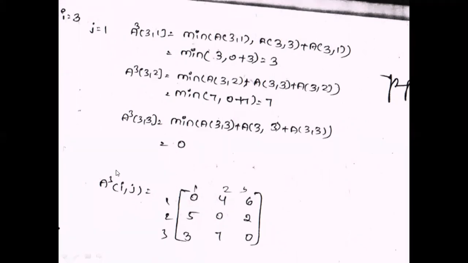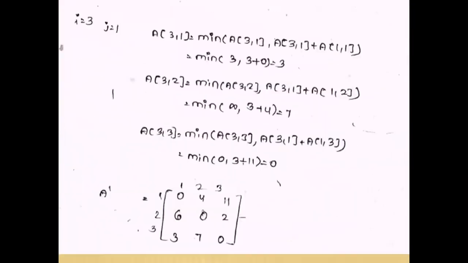Suppose there is a direct shortest path, we consider the direct shortest path. If there is another path through an intermediate vertex, we consider that path through the intermediate vertex. That is the all pair shortest path. That is, we are finding the shortest path through intermediate vertex k, where k is either the first vertex, or the second vertex, or the third vertex.